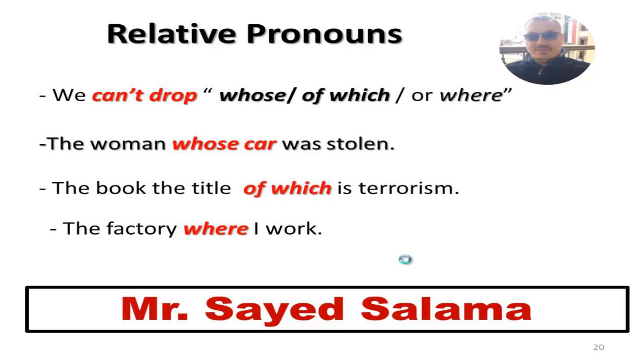The book, the title of which is terrorism. You cannot omit of which. The factory where I work. The factory where I work is in Cairo. The factory where I work exports cotton. So you cannot omit or drop whose, of which, or where.